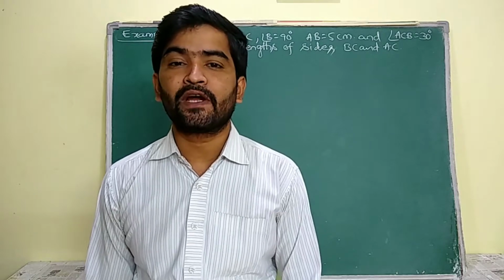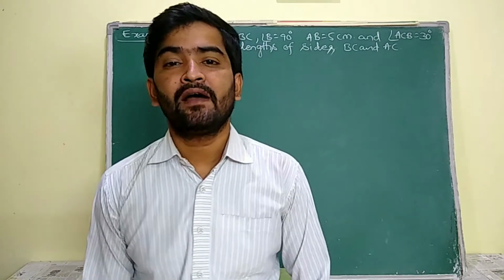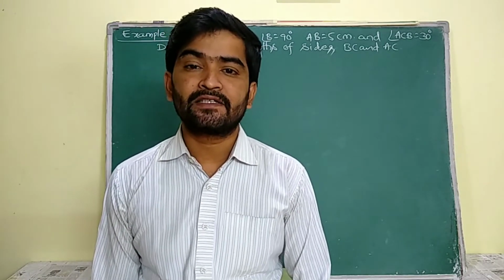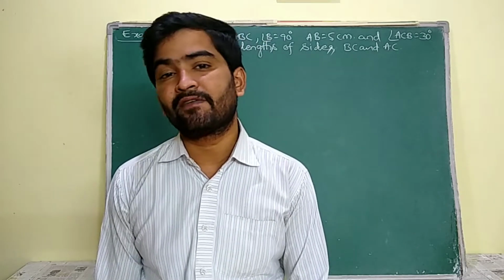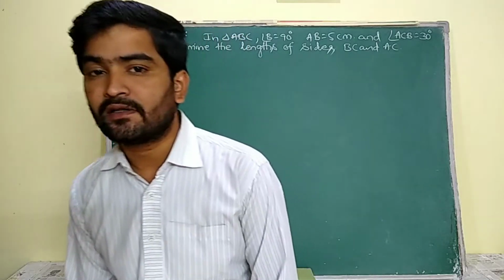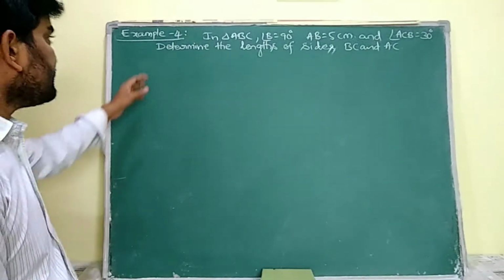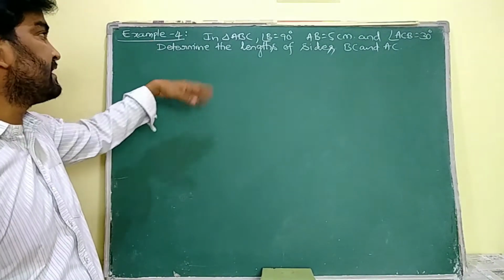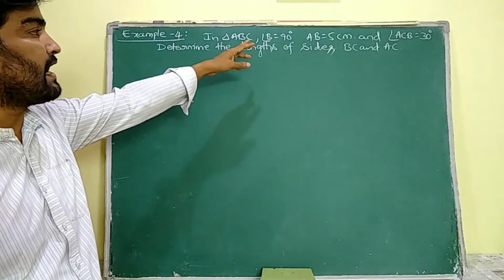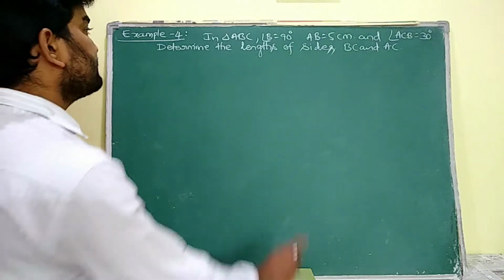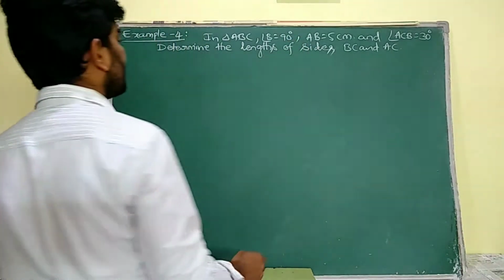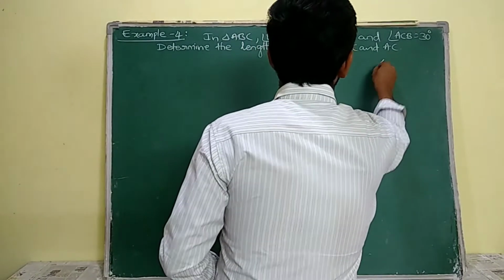Today in this video we are going to discuss the examples, try this, do these problems and think and discuss problems of exercise 11.2. Here the first example, that is the fourth example in the chapter, is: in triangle ABC, angle B is equal to 90 degrees, AB is equal to 5 centimeters and angle ACB is equal to 30 degrees. Draw the triangle here.